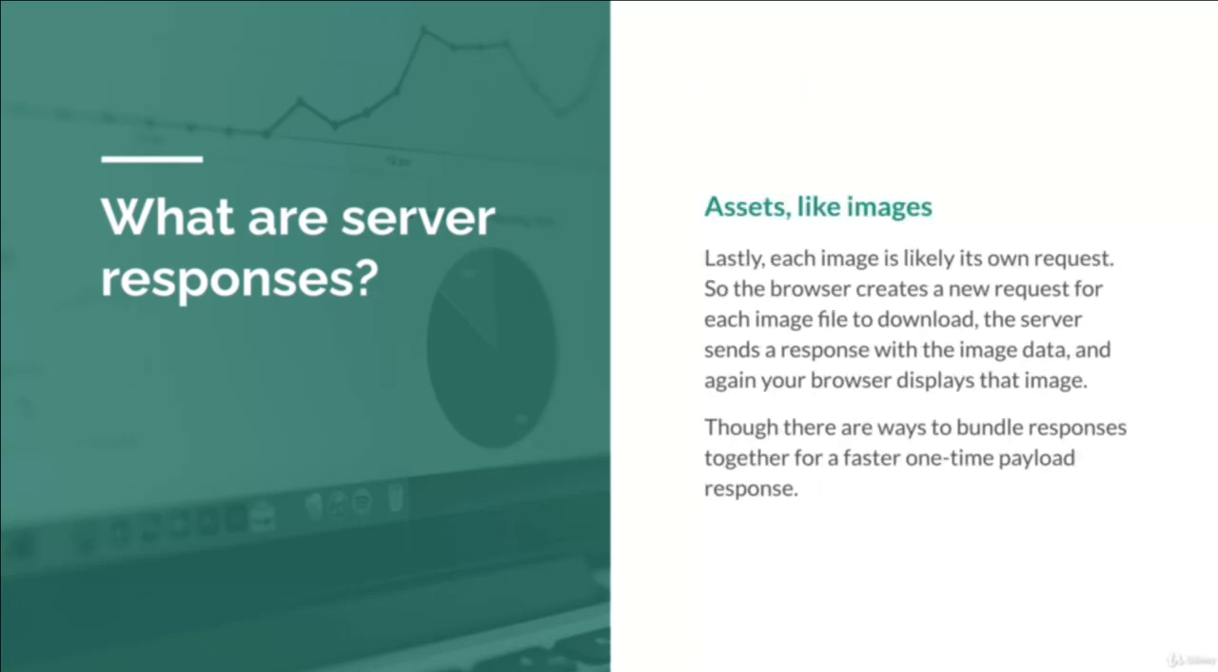Now, on the topic of images and other assets like images, each one is likely to be its own request. So the browser creates a new request for each image file to download. The server sends a response with the image data, and again, your browser then displays that image. Though technically there are ways to bundle responses together for a faster one-time payload response. This way you can just ask the server once, and it will send all the images at the same time, so it doesn't have to go one by one by one. And again, that just makes that response payload faster.